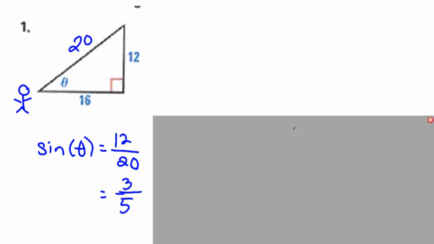The cosine is defined as the adjacent divided by the hypotenuse. Our adjacent side is 16. Our hypotenuse is 20. So the cosine of theta would be 16/20ths. 16 and 20 both are divisible by 4. So if we divide that out, it would be 4/5.